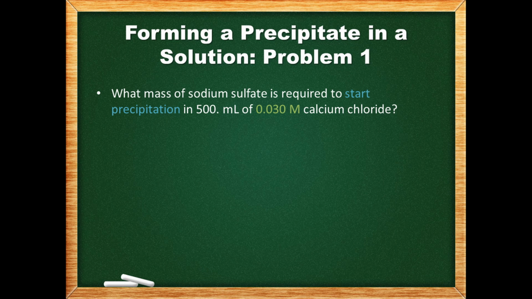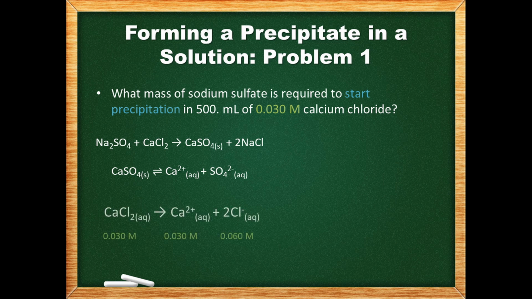What mass of sodium sulfate is required to start precipitation in 500 milliliters of 0.030 molar calcium chloride? Once again, we write the double replacement reaction to determine the possible precipitate. Before we add any sodium sulfate, our solution contains 0.030 molar calcium chloride. By writing the dissociation equation of calcium chloride, we can relate the molarity of the calcium chloride to the molarity of calcium ions. Next, we write the KSP expression.